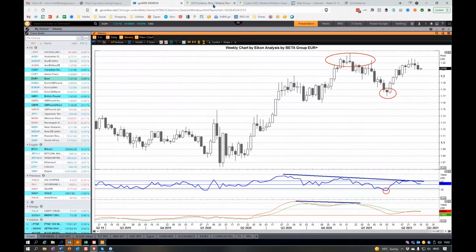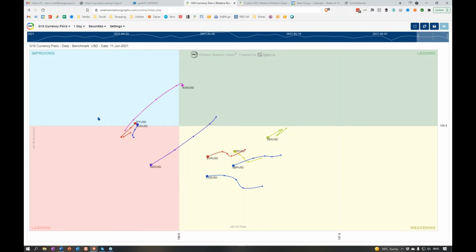So let's start with the relative rotation graph of the currencies. Those of you that are familiar with this will already know that in the middle we've got the US dollar here, crosshair. Everything to the left of it is underperforming the US dollar. Everything to the right of it is doing better on a relative basis than the US dollar. Of the G10 currencies, the strongest is the Swedish crown, and then sterling here, and the euro here, and the Canadian dollar here, all to the right.